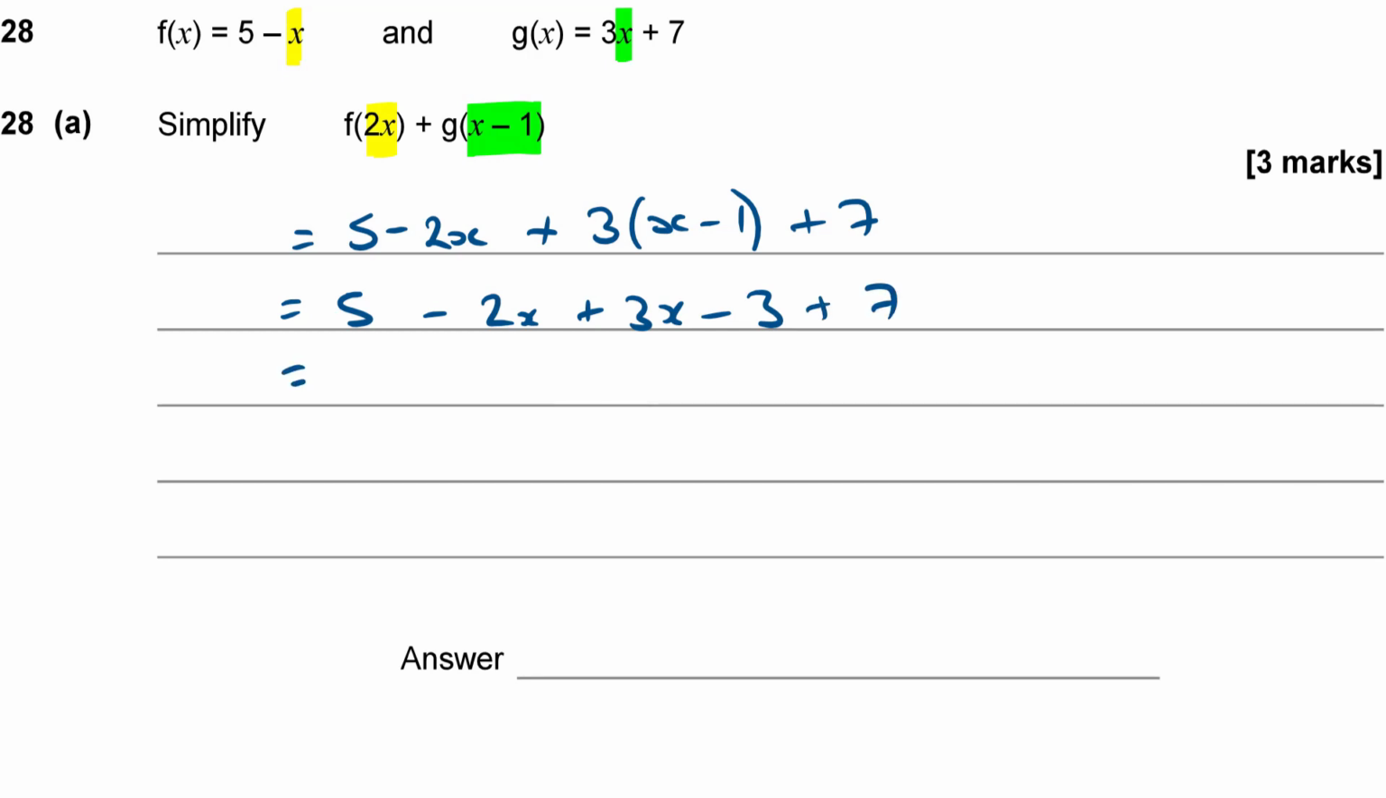Collecting like terms, I've got minus 2x plus 3x, which is x. And I've got 5 plus 7, which is 12. Take away 3, which is 9. So x plus 9. It simplifies to x plus 9.